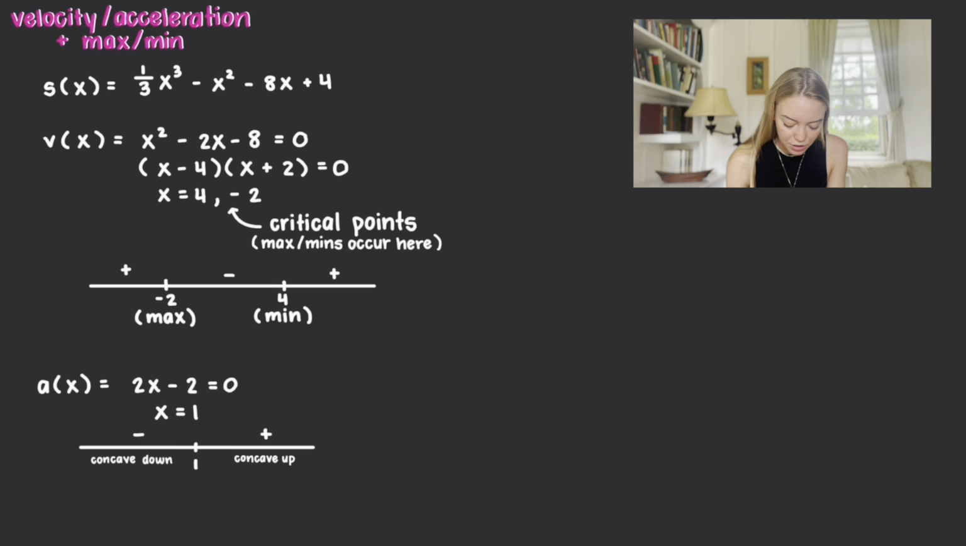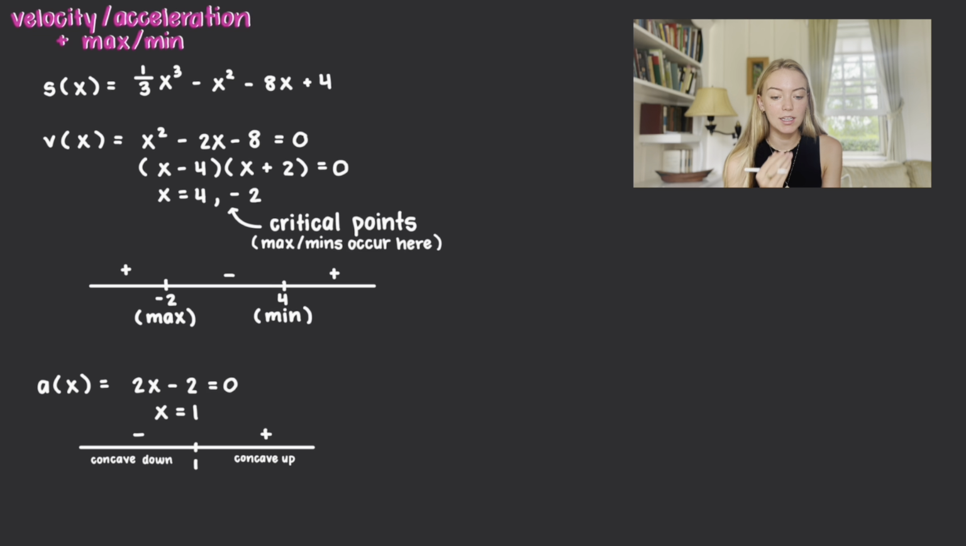Positives and negatives under the acceleration function are going to tell us if this position function, when you graph it, is concave up or concave down. If it's negative, it's concave down. If it's positive, it's concave up. Concave down looks like this, and concave up looks like this. I like to remember it because you can write concave up like that.